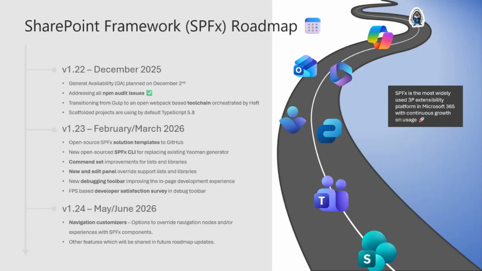Again, 1.22 in December, 1.23 is then planned to be in February, March. 1.22 is not really containing any real new features, and that is by design so that we can actually reset the toolchain, all of that stuff, and then we're transitioning to open sourcing all of our solutions and open sourcing our CLI, transitioning away from the Yeoman generator, and there's a lot of other stuff in the pipeline as well during spring 2026. But that's a quick recap on there.